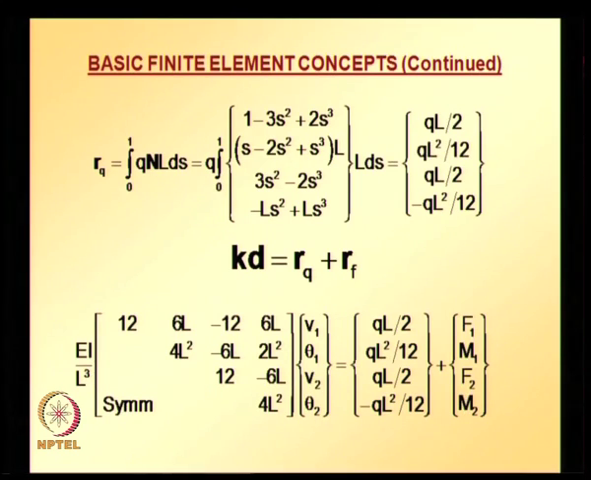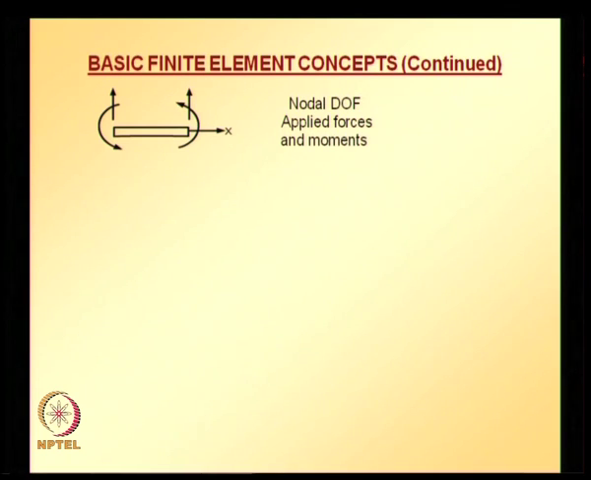And now let us look at what is RQ, which is QL over 2, QL square over 12, QL over 2, minus QL square over 12. What is the physical interpretation of this load vector, or equivalent nodal loads? And please note that this is the sign convention that we are using for nodal degrees of freedom and applied forces and moments.